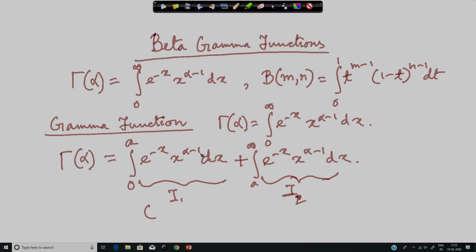If alpha minus 1 is less than 0, then I1 is a type 3 integral, and I2 is a type 1 integral. So, we have to discuss the convergence of both the first integral I1 and the second integral I2. We would like to find the conditions. So, I1 is integral 0 to a e to the power minus x, x to the power alpha minus 1 dx.